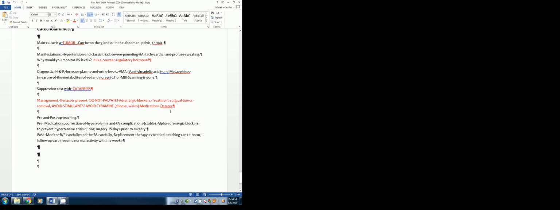Medication, they're going to give Demser, metyrosine. And this medication is an enzyme inhibitor that inhibits the initial step in synthesis of catecholamine. So that's going to reduce it by 80% normally. This is one of the few conditions where seriously high blood pressure can actually be controlled by a simple surgery and removal of a tumor.